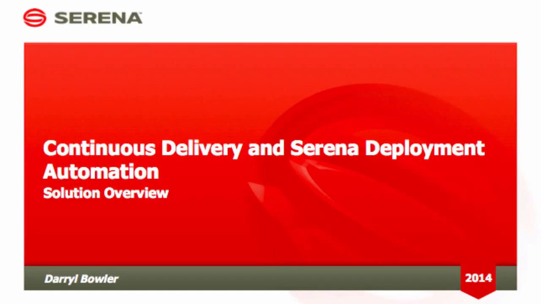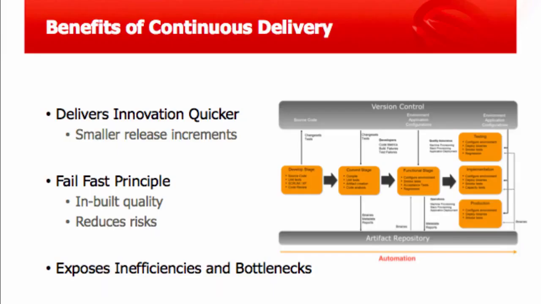Today, I'm going to present to you continuous delivery and Serena deployment automation. Continuous delivery is an agile practice that is used in conjunction with continuous integration and an agile project management method such as Scrum. Effective continuous delivery allows practitioners to deliver innovation faster. When used with Agile, it focuses on delivering these features and stories that the business values the highest. This can be achieved by releasing smaller increments of work more often that flows through the stages of the deployment pipeline on its way to production.